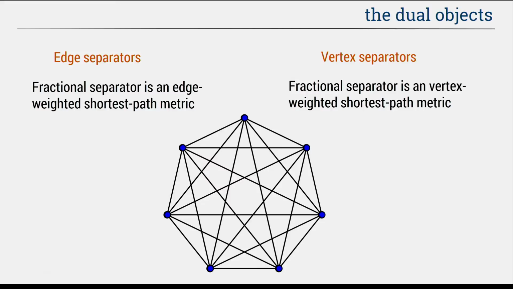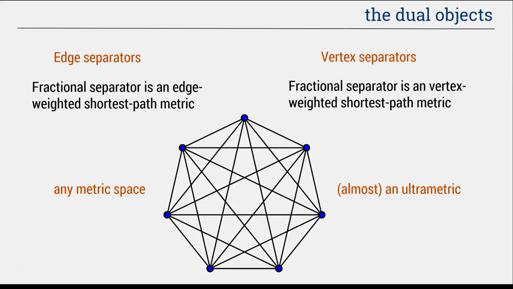If my fractional separator is an edge weighting of the complete graph, I can get any metric space by putting weights on the edges of a complete graph, any n-point metric space on an n-vertex graph. You take the distances, put them on the edges, that gives you the metric space. But if you're only allowed to use vertex weights, the fact that you have a complete graph means that you can barely do anything interesting.